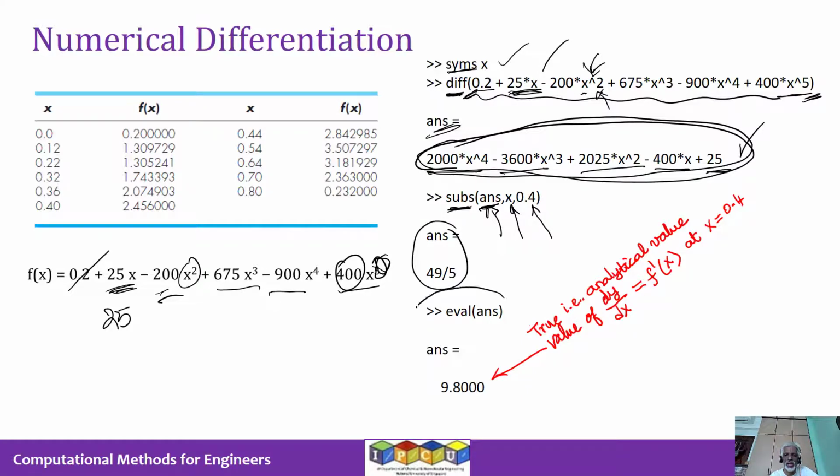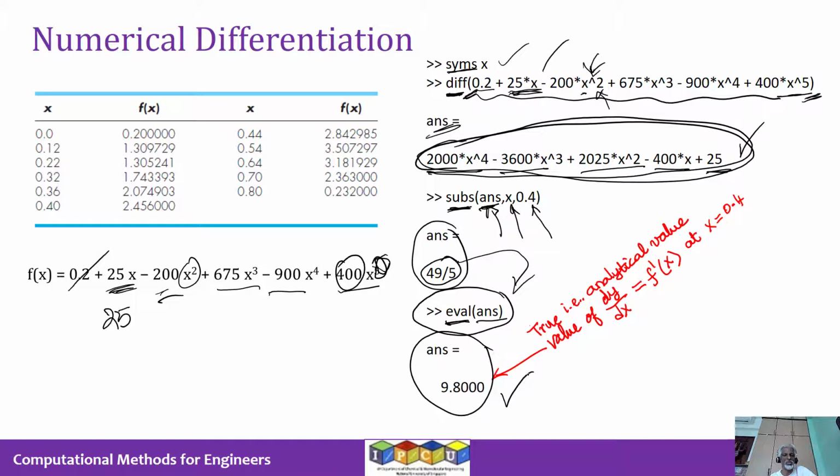So if you want to convert it to a number for further processing in MATLAB, you will just say evaluate, answer. Evaluate answer means now this is the answer, it is not in numeric form. It is in symbolic form, though it gives you as 49.5, which we know is equal to 9.8. But then inside MATLAB, if you want to convert this object, which is in symbol, to a number, you just say eval ans. So eval means evaluate. So it gives you 9.8. So the derivative of the function at x is equal to 0.4 is 9.8.